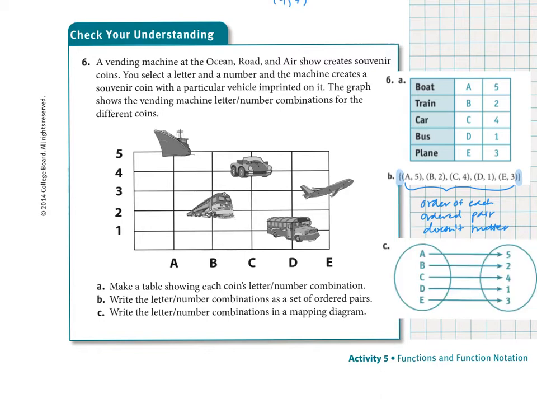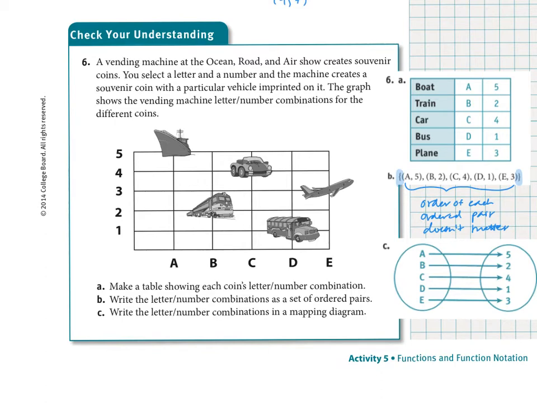All right, let's go ahead and check our answer. We can see on the left side we have our letters. We can see on the right side we have our numbers. And we can see that our inputs have an arrow that goes to our outputs. And what we're going to learn later on is that each input only has one output. That's what we can see right here.